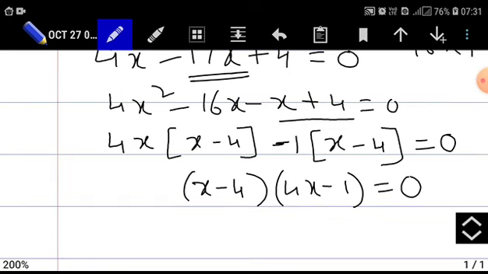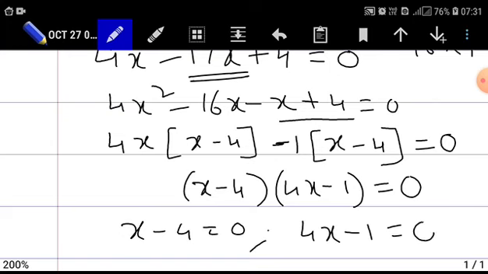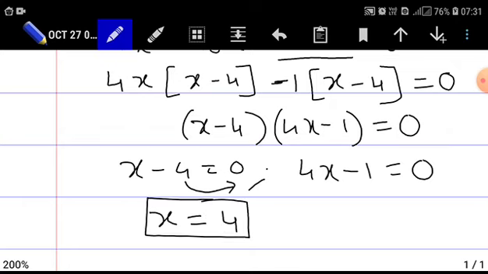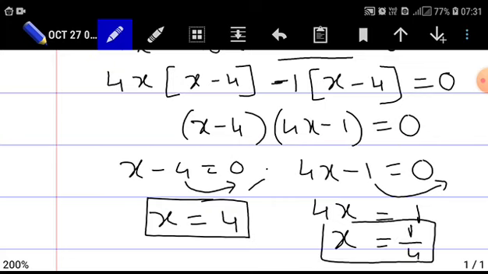So from this, if you equate x minus 4 equal to 0 and 4x minus 1 equal to 0, we get x. We bring this minus 4 to the right hand side, so we get x equal to 4, one root. And we bring this minus 1 to the right hand side, we get plus 1. Now bring this 4 to the right hand side, it comes in the denominator, so we get x equal to 1 by 4.